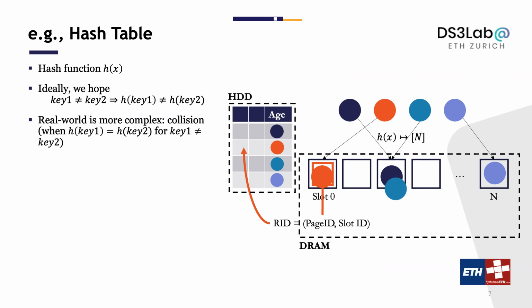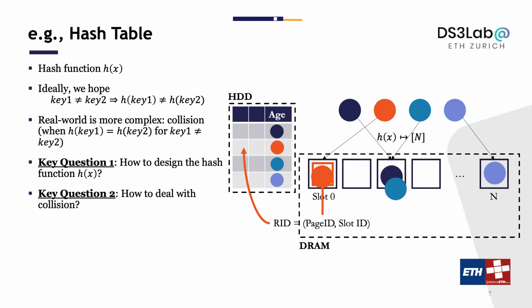So this is just a very simple example of an index structure. Of course, there's a whole bunch of fundamental questions we need to understand, like how to design the hash function, how to deal with collisions, and so on and so forth. We talked about a whole bunch of strategies in the last week.